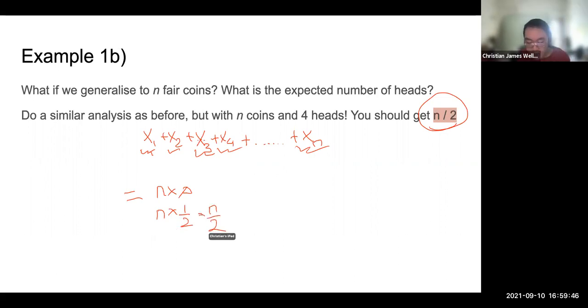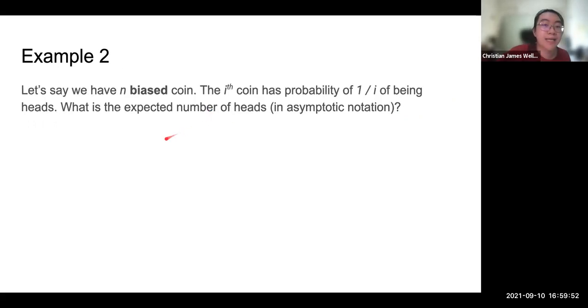Okay, so this is where I stopped for the other class earlier this week, but I realized I should have gone through one more example to make you feel that this analysis is actually useful. This is where your intuition might not work so well anymore. What if you have biased coins, right? You have n biased coins, every single one of them with a different probability. The first coin has probability 1 of hits. The second coin is 1 over 2. The third coin is 1 over 3 of becoming hits.